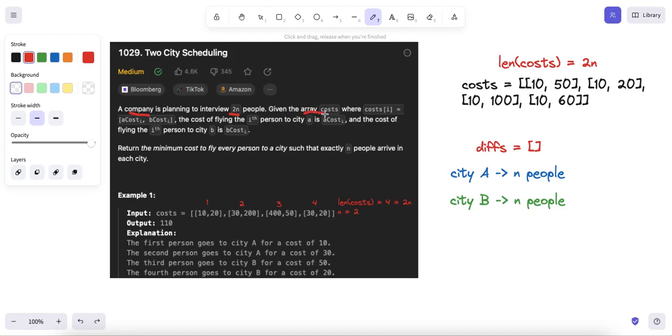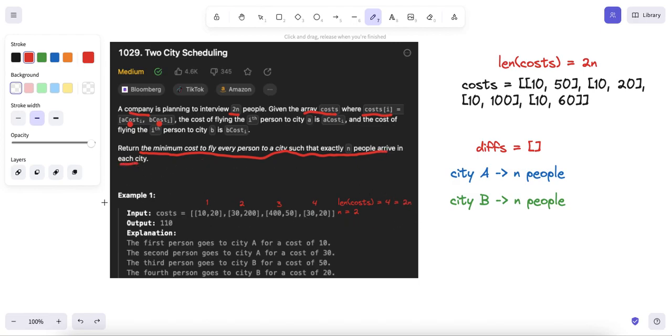So we are given a costs array, where each subarray costs of i shows how much it costs to send the ith individual to city A, and how much it costs to send the ith individual to city B. Remember, we must send half of the individuals to city A to interview them, while the other half to city B to interview those. In fact, what we want to return is the minimum cost to fly every person to a city, such that exactly n people arrive in each city.